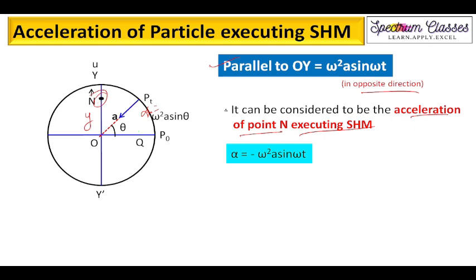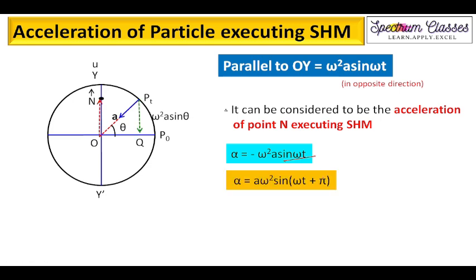Now this opposite direction can be represented by this negative sign. So our alpha or acceleration is equal to minus omega square a sine omega t. I just want to remove this minus sign. So if I want to remove this minus sign, then I can write it as sine omega t plus pi, because on adding pi to the angle, it will be in the third quadrant where sine will be negative. So the value can be written like this.